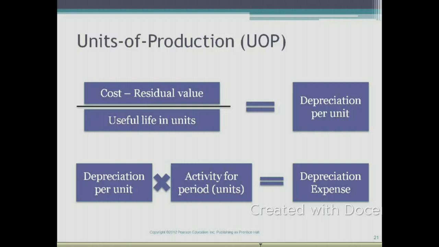Once you have the depreciation per unit, your second step is to multiply that by how many units you used for the period. Let's say that you are looking at a vehicle and you calculate depreciation per mile. You multiply that by the number of miles driven during the period, and that will give you your depreciation expense for that year. In the second year, again, you use the same depreciation per unit that you calculated, but you multiply it by the activity for the second year, and so on and so forth over the life of the asset.